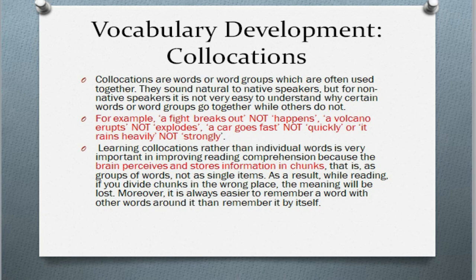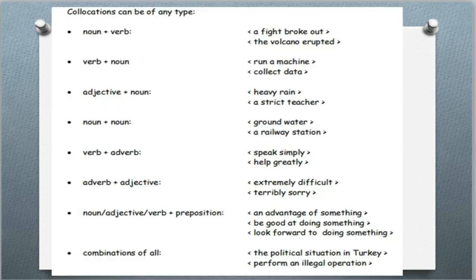Learning collocations rather than individual words is very important in improving reading comprehension because our brain perceives and stores information in chunks, that is, as groups of words, not as single items. As a result, while reading, if you divide chunks into the wrong place, the meaning will be lost. Moreover, it is always easier to remember a word with other words around it than to remember it by itself.